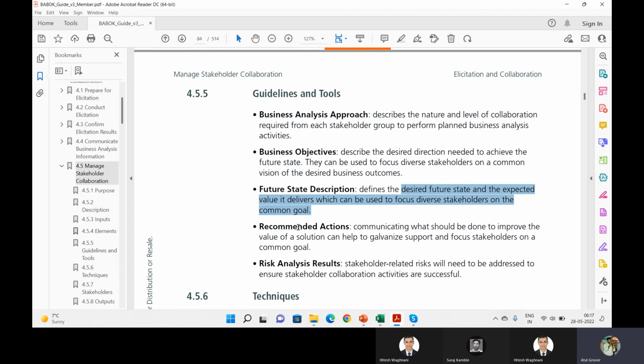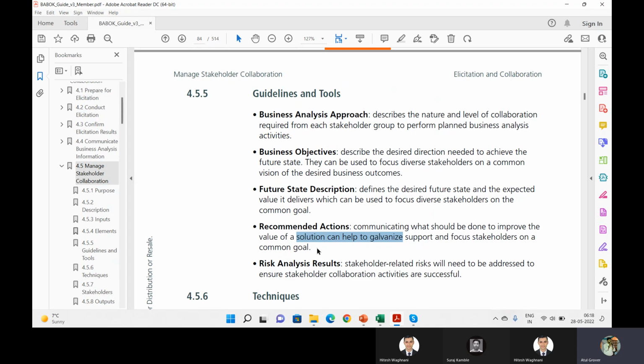Then recommended actions. You suggest what the recommendations are to do that part. Communicating what should be done to improve the value of a solution can help to galvanize support and focus stakeholders on the common goal. Customer was saying, let's do the integration. But after analyzing the requirement, after the workshop and other things, you say, no, guys, let's not go for the integration. Let's build the same thing in ServiceNow or Jira from scratch, because building is much easier than the integration part.